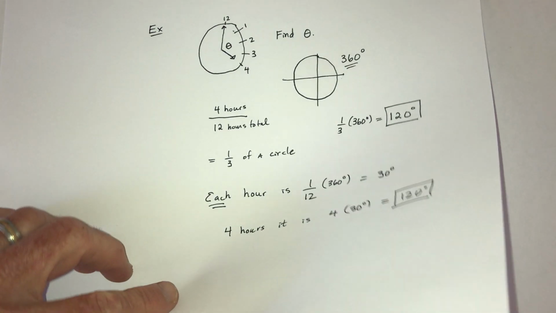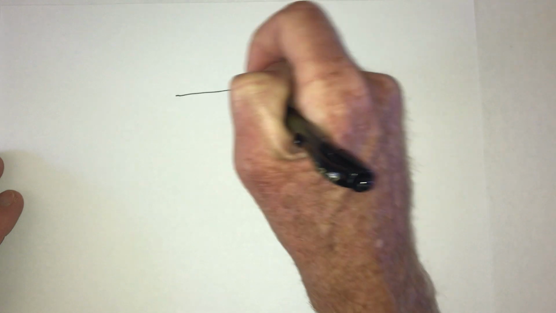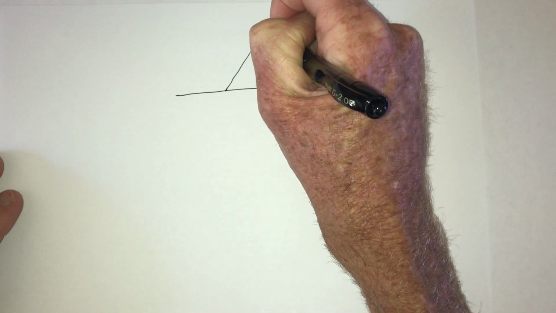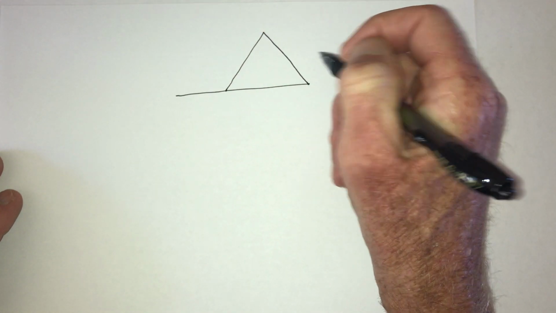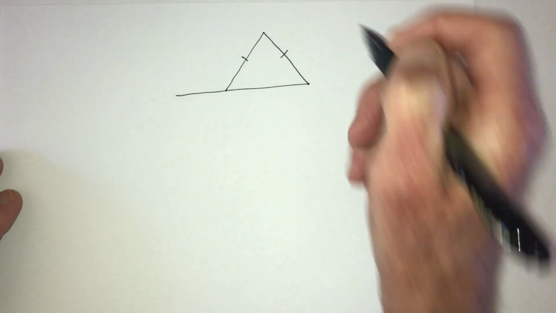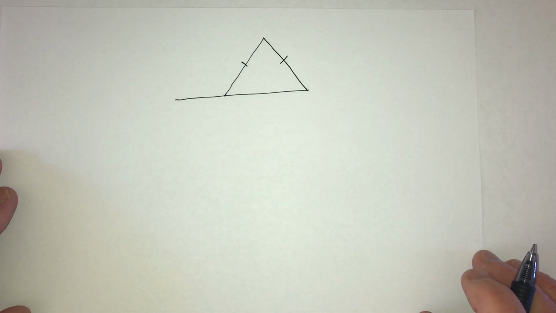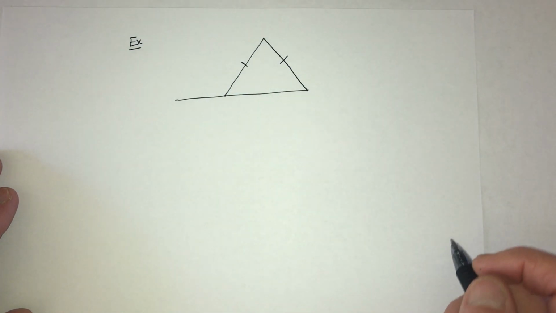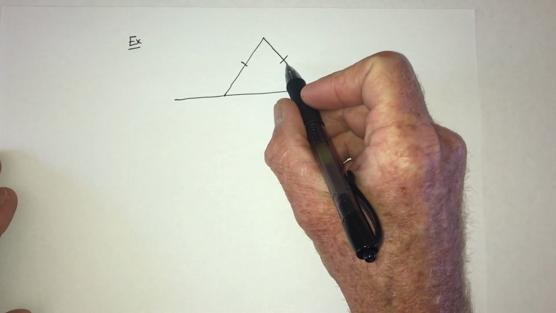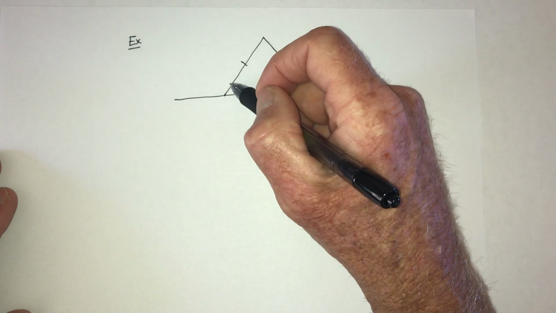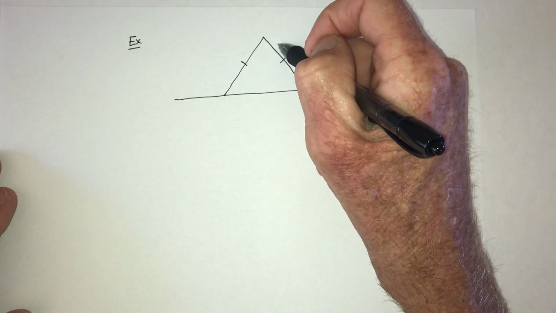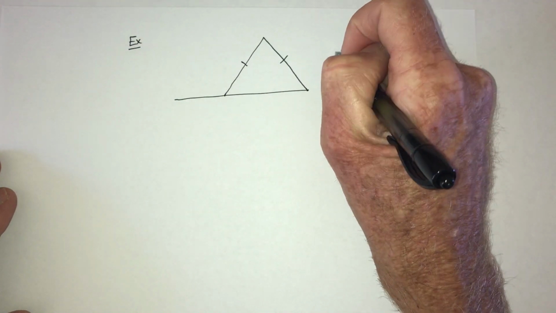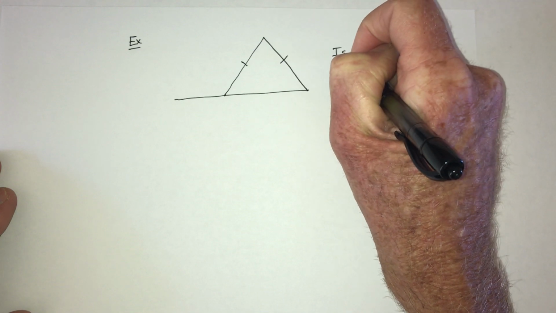Okay, then on to the next example. Suppose that you have a triangle like this. And then it's got these 2 marks on it. So when it's got these marks, that means those sides are the same. So if this is 15 feet, this is 15 feet. That's called an isosceles triangle.